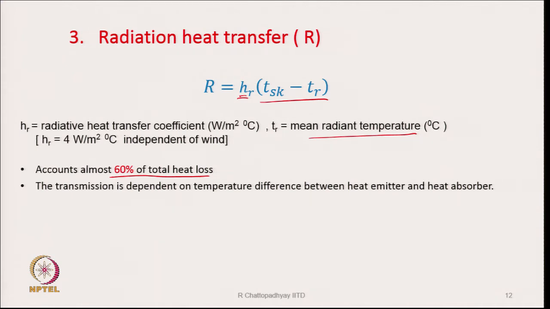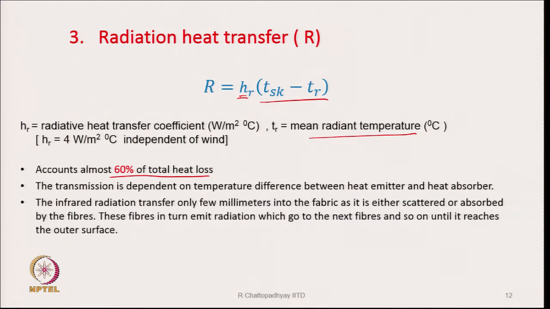So, 60% of the body heat is actually moving out because of radiation, and the transmission is dependent on the temperature difference between the heat emitter and the heat absorber. In this case, the human body is the heat emitter and the heat absorber is the surrounding air. The infrared radiation transfers only a few millimeters into the fabric, as it is either scattered or absorbed by the fibers.